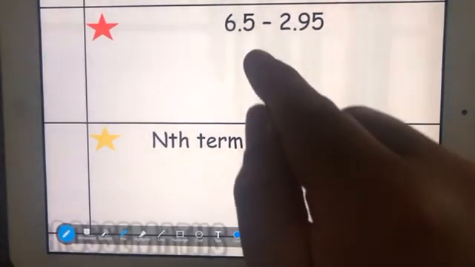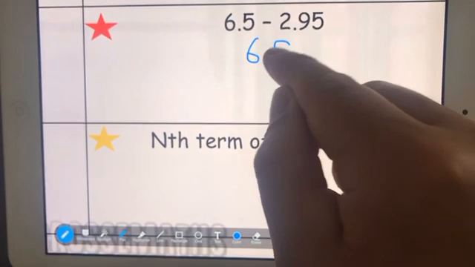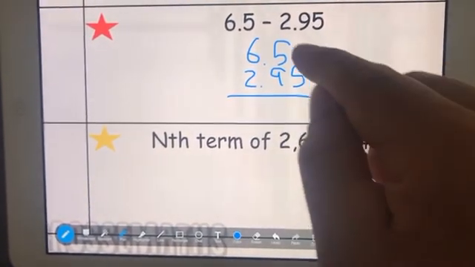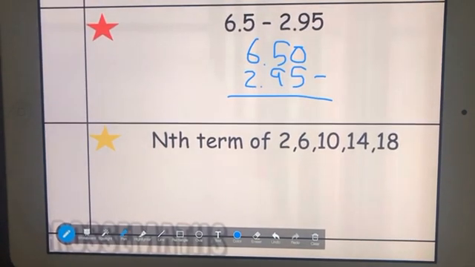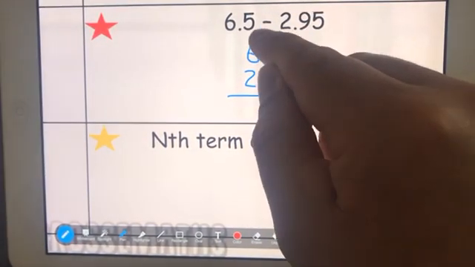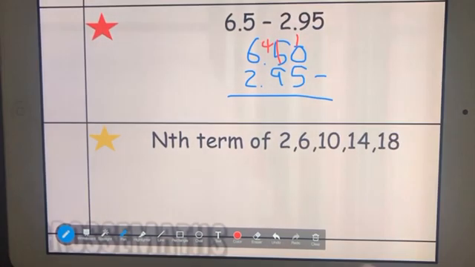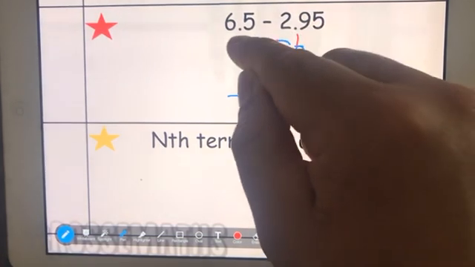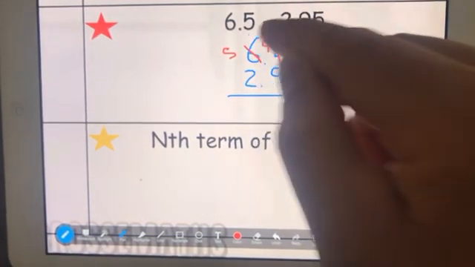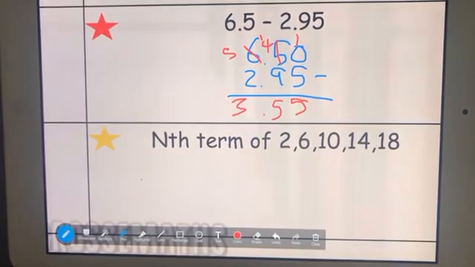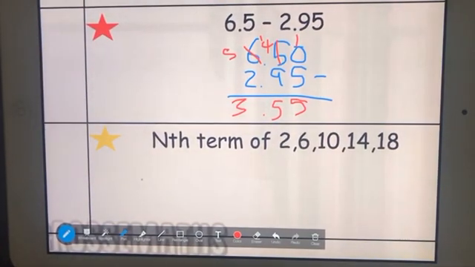6.5 take away 2.95. Okay, any gaps, always fill them in with a 0. 0 take away 5, I can't do it. So what I'm going to do is I'm going to borrow, turn that into a 4, turn that into a 10. 10 take away 5 is 5. 4 take away 9, I can't do that either. So I'm going to borrow again. 14 take away 9 is 5 as well. 5 take away 2 just gives me 3. So my answer is 3.55 for 1 point.